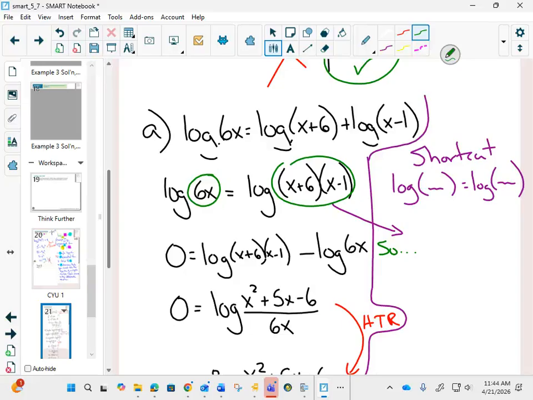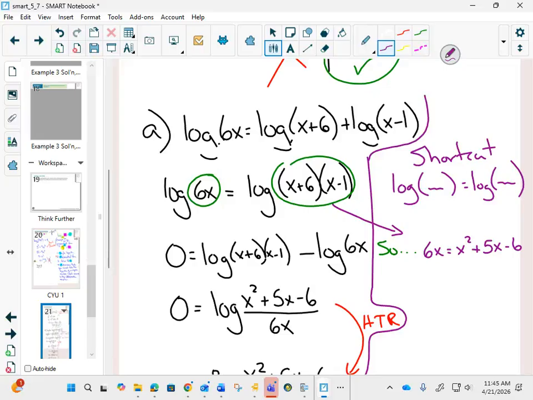does it make sense to you that the 6x has to equal this, and if I multiply this out, and look at me go, not even making a mistake. If I multiply that out, does it make sense that the two insides would have to equal? If log of this equals log of that? That shortcut only works if log equals log.